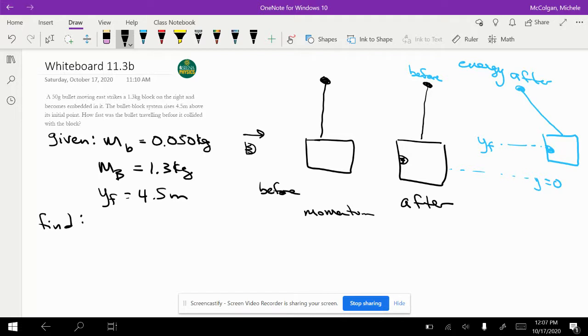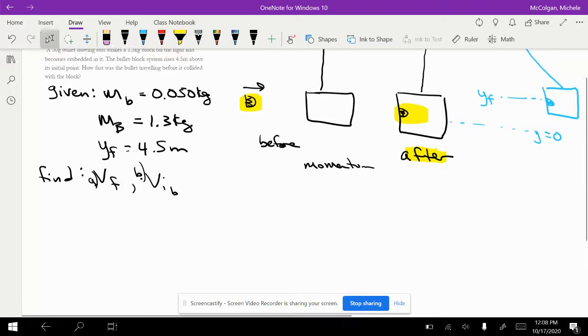the first thing we need to know is we're going to work backwards from that y final, and find the final velocity of the bullet block combination right after the collision. So we're going to find the velocity right here, right after the bullet hits the block. We're going to do that first, so we're going to find v final. And then after that, we need to find the speed of the bullet, the v initial of the bullet. So let's call this one A and this one B.